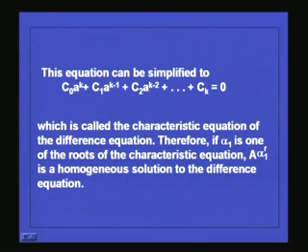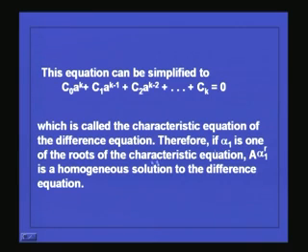Then this equation becomes C0 a^k + C1 a^(k-1) + C2 a^(k-2) + etc. + Ck = 0, which is a polynomial of degree k in a. And if you find the roots of this equation, that will give you the characteristic roots. So, this equation is called the characteristic equation of the difference equation.